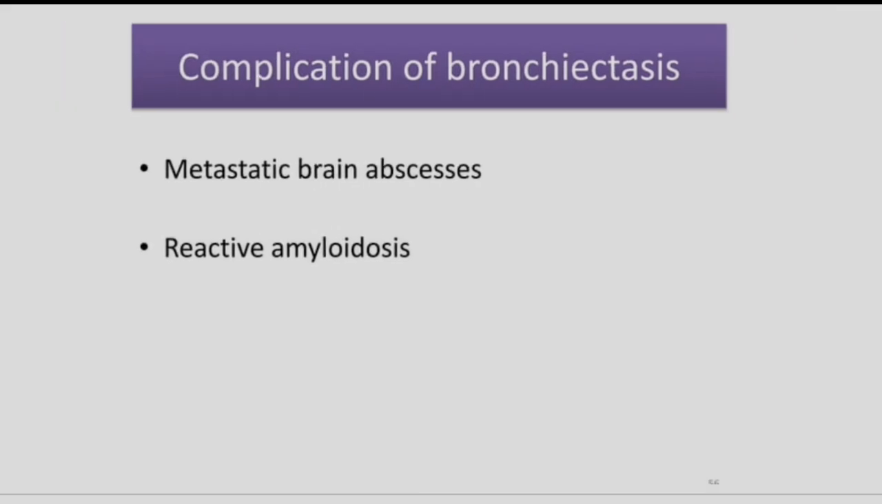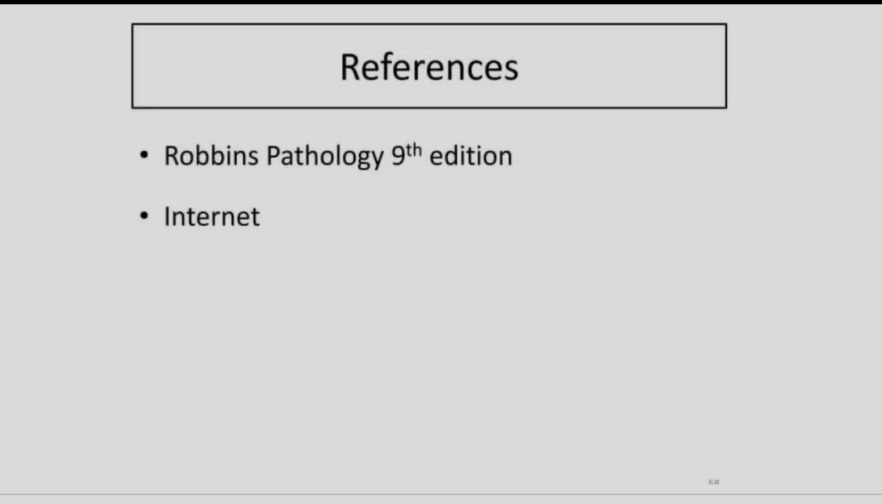Complication: metastatic brain abscess can be formed after bronchiectasis. Reactive amyloidosis can also occur.